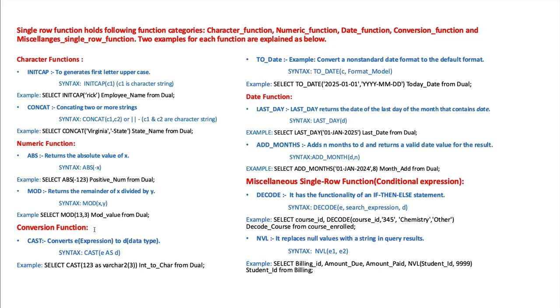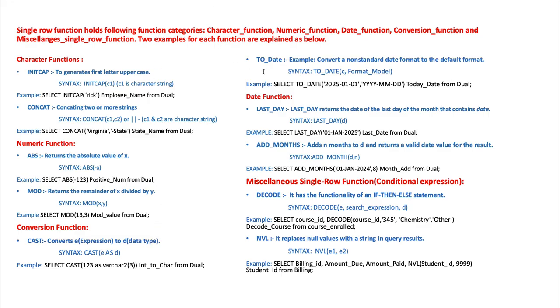Next function is conversion function. That means it is used to convert. For example, we can use it for integer to varchar2 or varchar2 to integer. In this way, conversion function can work. Example is given here, SELECT CAST. Suppose 123 is an integer, as varchar2 with length 3. That means it converts the integer 123 to varchar2.